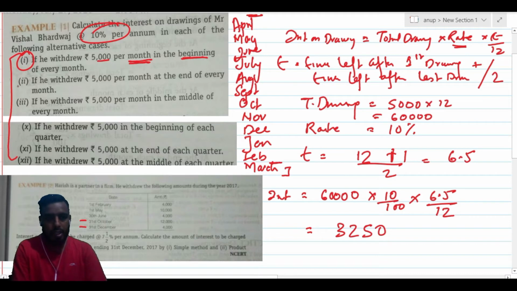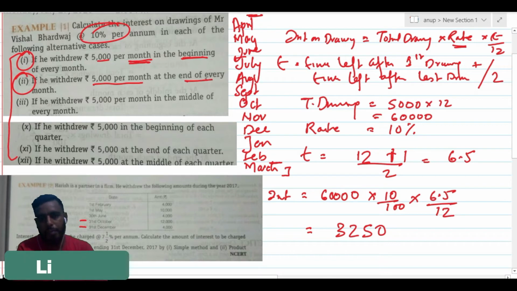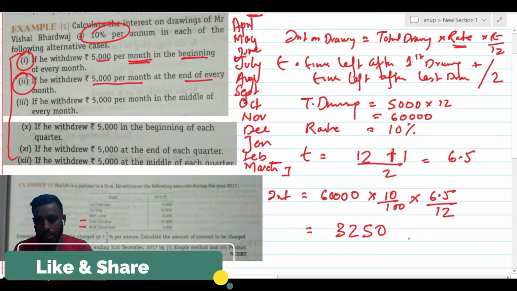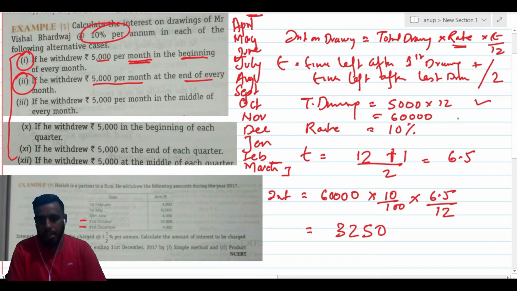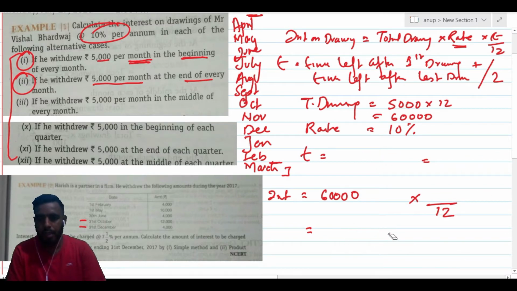Let us check out the second question, where he withdraws 5,000 per month at the end of every month. Here the drawing remains the same, 60,000, and the rate remains the same. What we need to find again is t. Time left after first drawing: since he is withdrawing at the end of every month, the first drawing will be on 30th April. How much time is left after 30th April? It is 11 months.